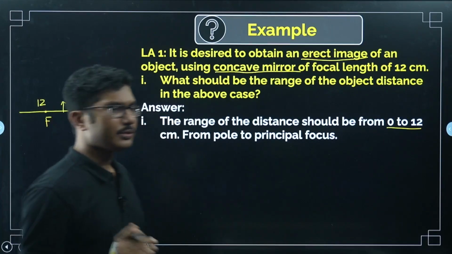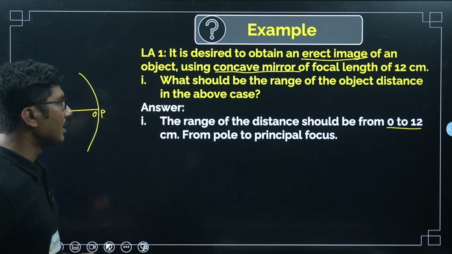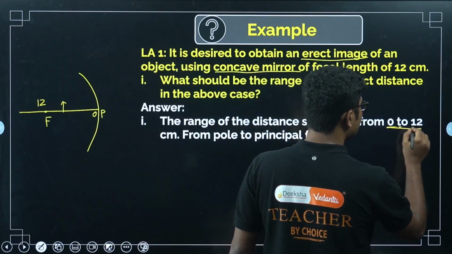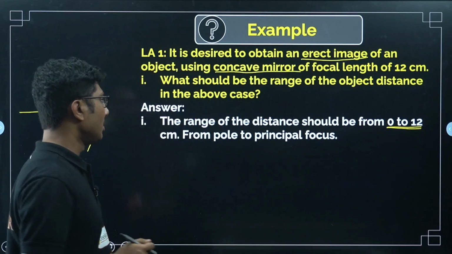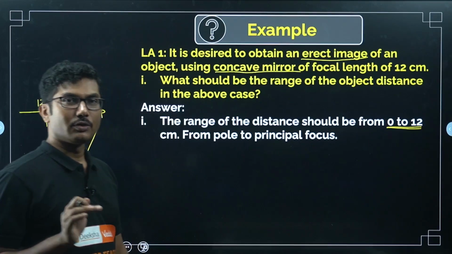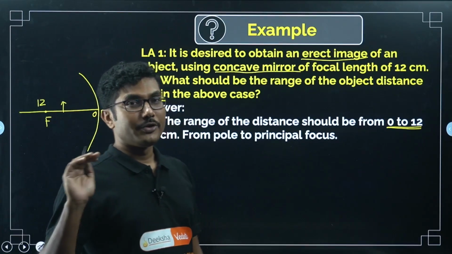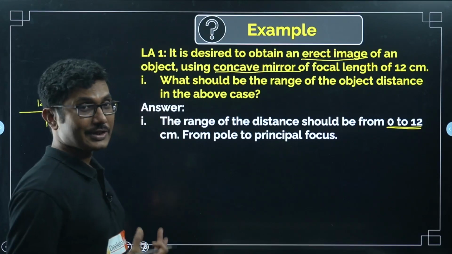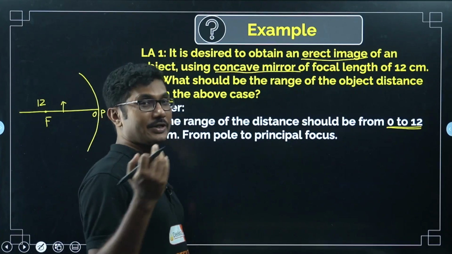We will discuss the sign convention as well, where we will discuss why this is 0 and why this is 12. But you should remember that pole is always at 0. For any mirror, convex or concave, pole is always at 0, right? Now the distance should be 0 to 12 centimeter. This is one of the questions from your previous year questions. If you are thinking why sir is giving such questions, it is because this is an important question. This came in one of the sets in your previous year, right?